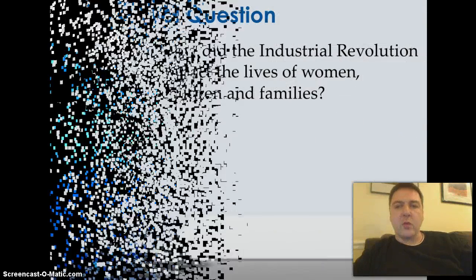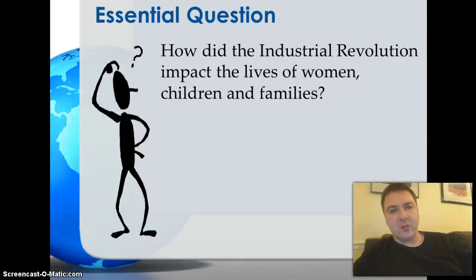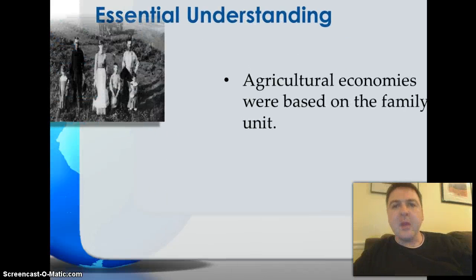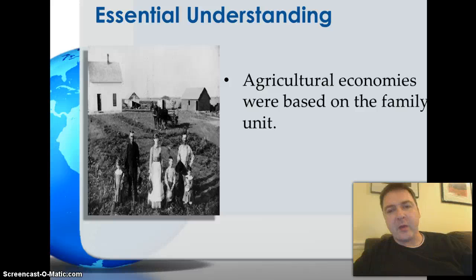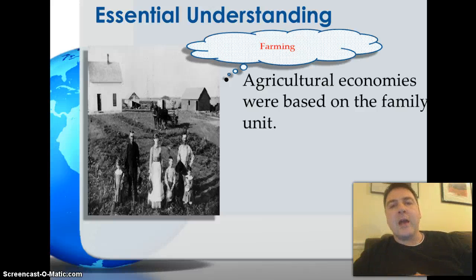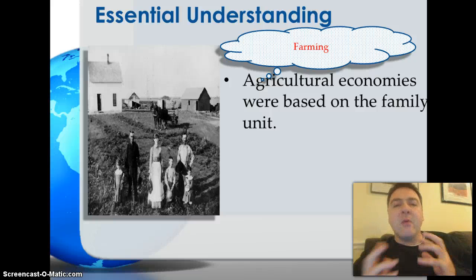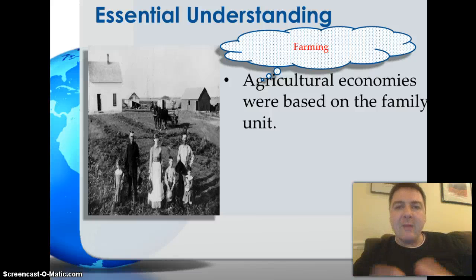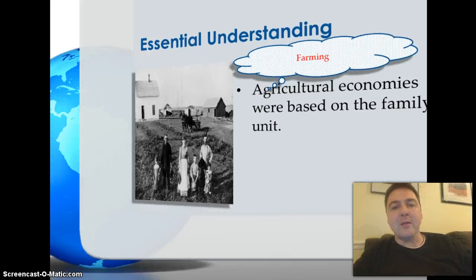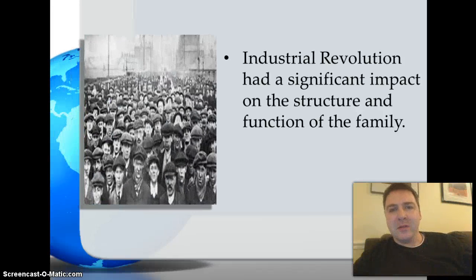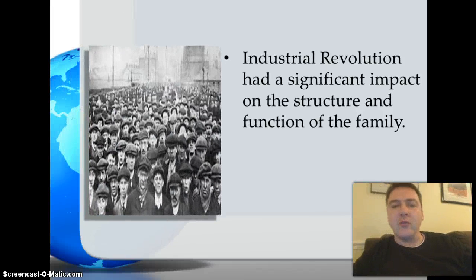The essential question we'll start off with is, how did the Industrial Revolution impact the lives of women, of children, and of families? Some essential understanding to help us with that question. Agricultural economies, agricultural meaning farming economies, were based on the family. You can think of the farm as a business, and the parents were the bosses and the kids were the employees. That model was what the farming agricultural economy was based on.